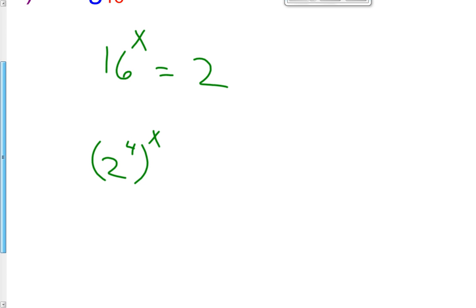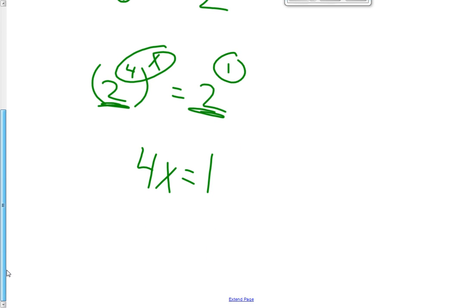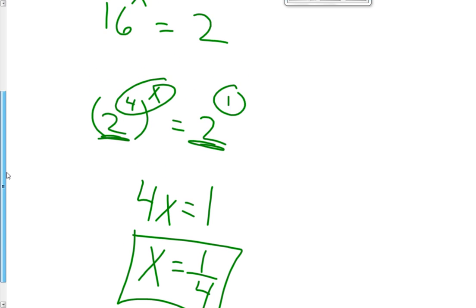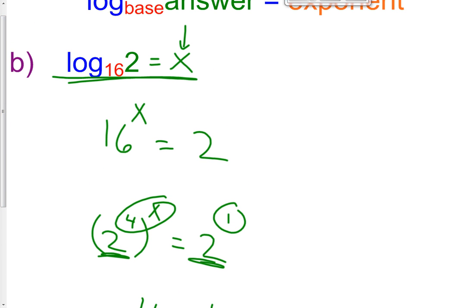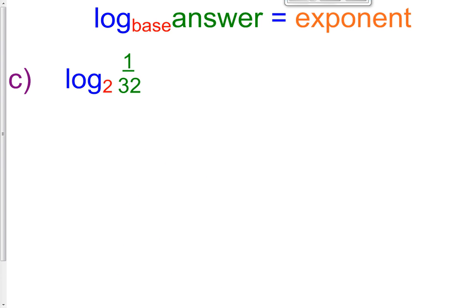That raised to the x equals 2 raised to the 1st power, really. So now I have base 2 and base 2. Power raised to a power I would multiply. So 4x equals this exponent. 4x equals 1. So what does x equal? X equals 1/4. And there's the answer for that. So the log base 16 of 2 equals 1/4. Why don't you guys pause the video, please, and try letter C on your own.